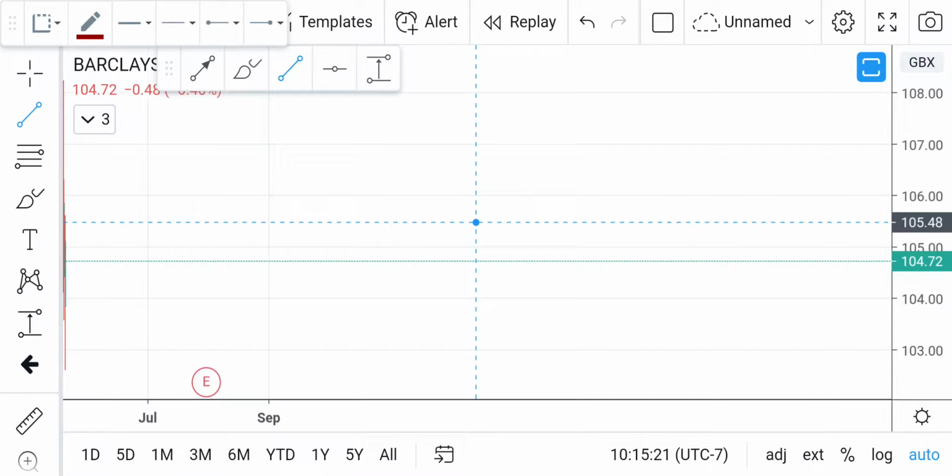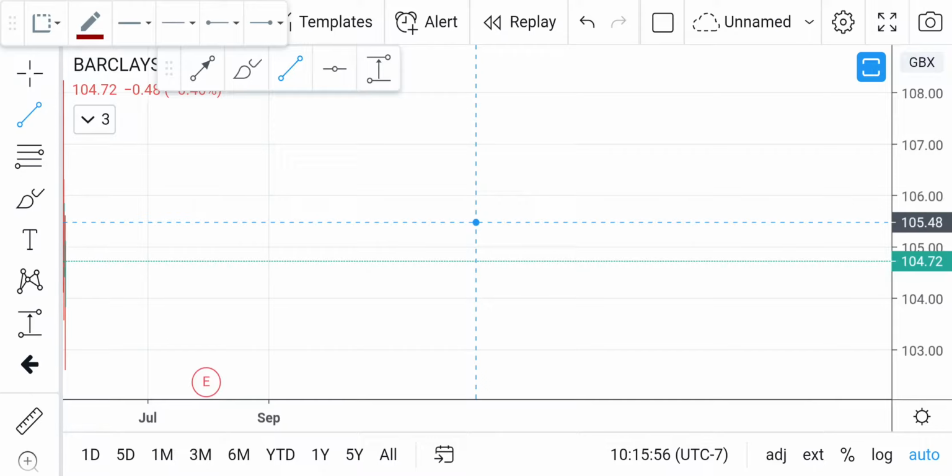So for this video, I'm going to focus on the flag patterns, that is the bull flag and the bear flag, volatility contraction chart pattern. I'm also going to talk about false breakouts. Then I'll talk about the rising and falling channels. So let's start with the rising and falling channels.